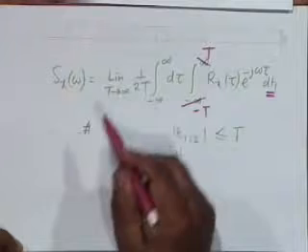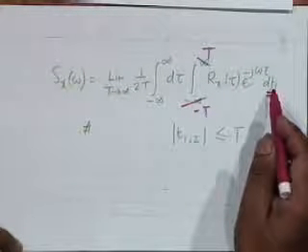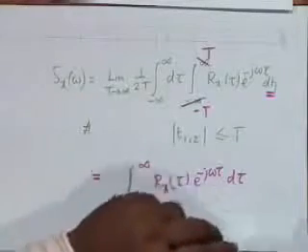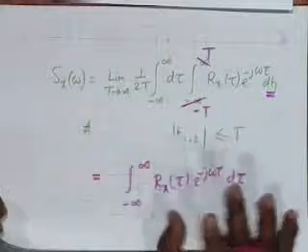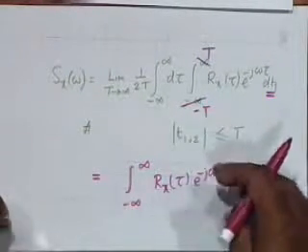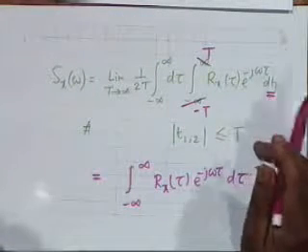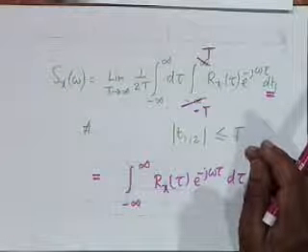Now, if I bring this 2T along with this integral, they will cancel. Which means that the limiting value will be independent of capital T. And ultimately what we will get is integral minus infinity to infinity Rx of tau e to the minus j omega tau d tau. Is the logic clear? There are several steps that we are doing, but each is a valid step. We are not making any approximation. It's just transformation of variables and recognizing that integration with respect to T1 exists only from minus capital T to plus capital T.